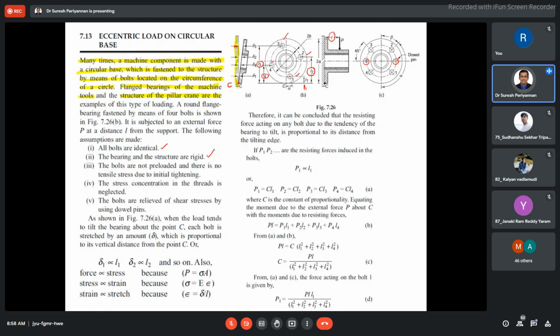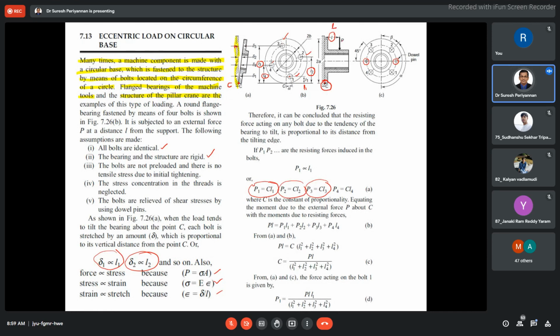Here also I can consider delta 1 proportional to L1, delta 2 proportional to L2, hence P1 is proportional to L1, P2 proportional to L2, P3 proportional to L3, P4 proportional to L4. Based on this concept, P1 is equal to C L1, P2 is equal to C L2, P3 is equal to C L3. Now take the bending moment with respect to point C, while the load P is acting at an offset distance L from the frame.